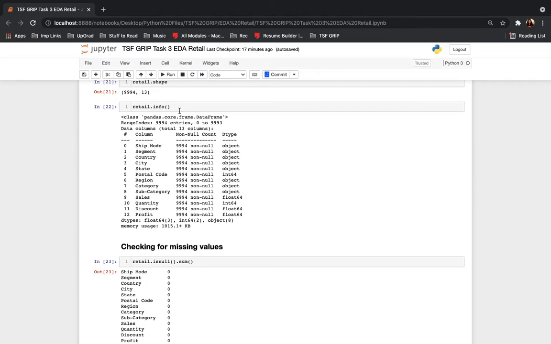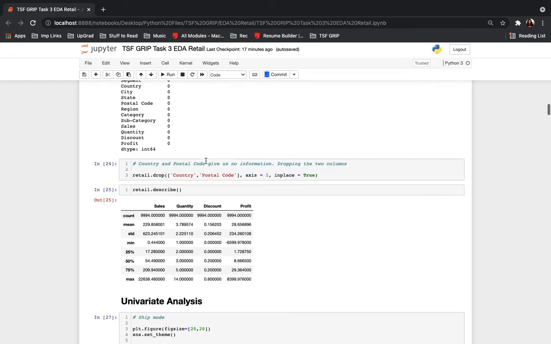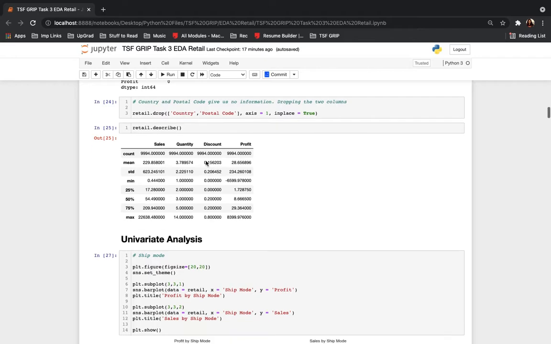The info tells us about the data types and whether or not there are any non-null values. So what we can see, which is also confirmed here, is that this data set does not have any null values in its data frame. So over here we are dropping the country and postal code, like I mentioned before. This is because it's not going to add any valuable input in our analysis.